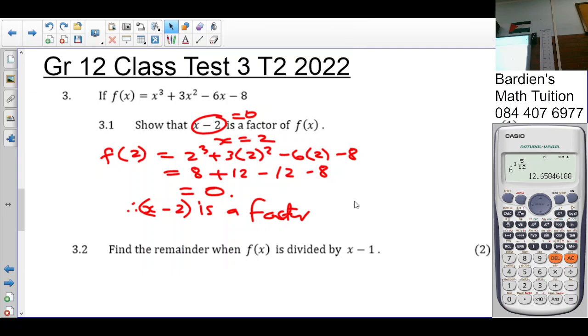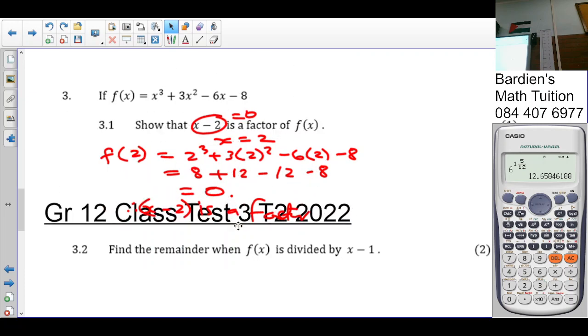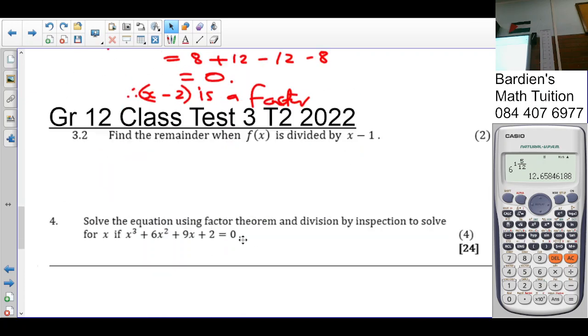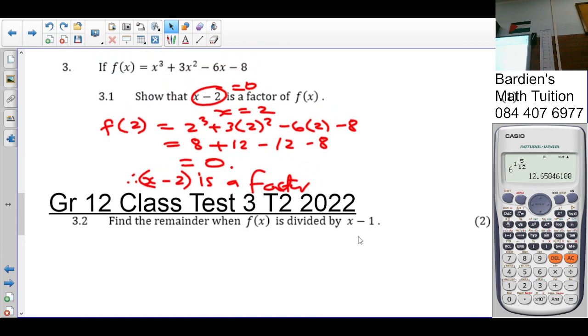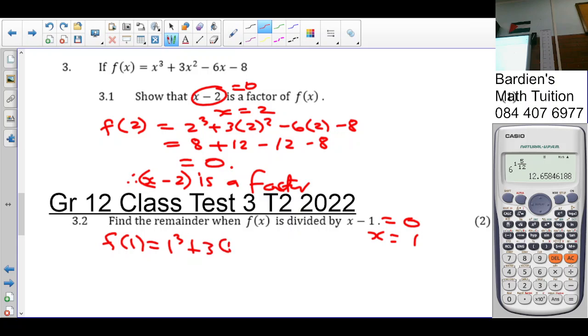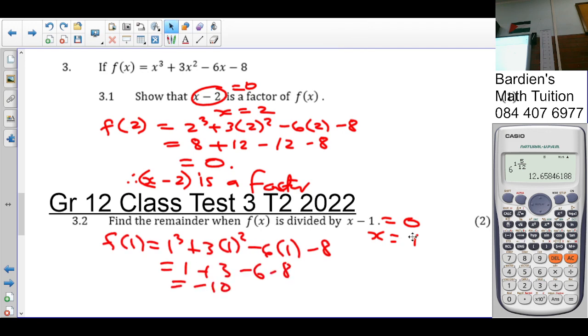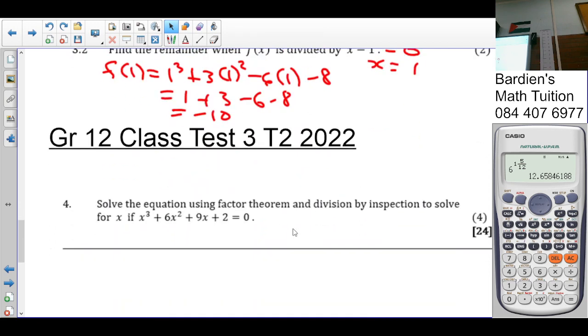Then I want to know, find the remainder when f of x is divided by x minus 1. So what do I do with that? Set this equal to 0, so x equal to 1. So f of 1 equals 1 cubed plus 3 by 1 squared minus 6 times 1 minus 8. So it's 1 plus 3 minus 6 minus 8, which is 4 minus 10. So the remainder is negative 10 when f of x is divided by x minus 1.